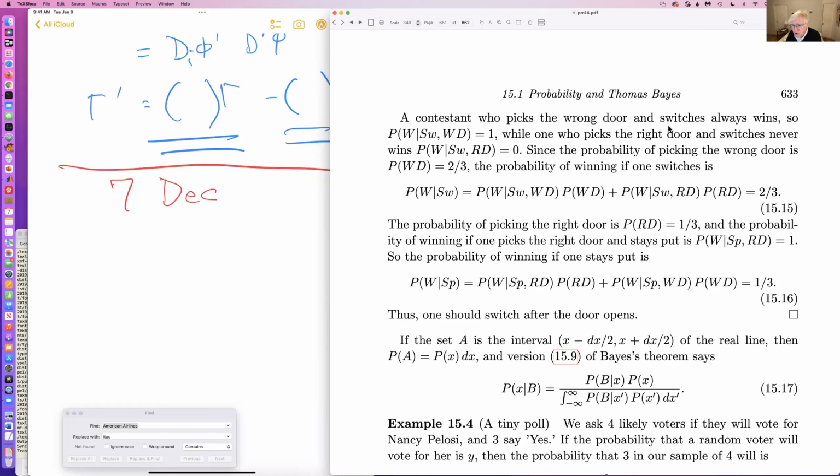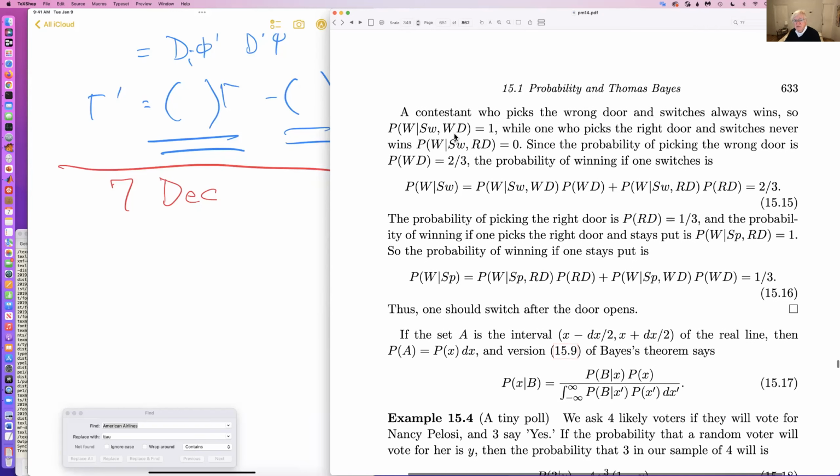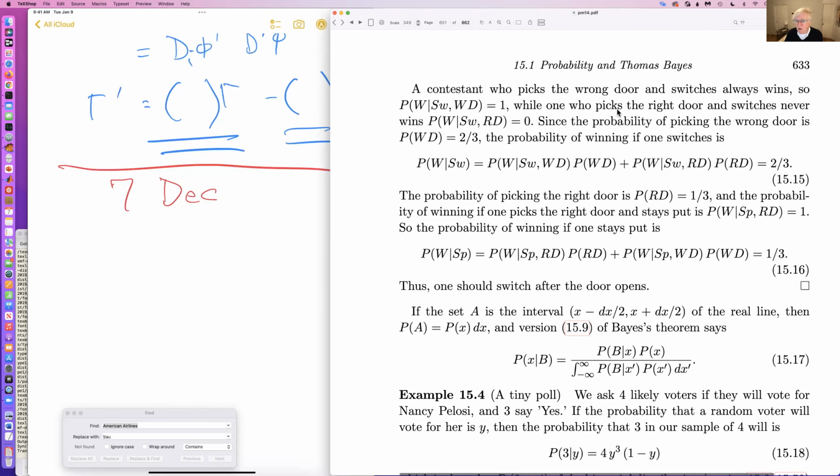A contestant who picks the wrong door and switches always wins. So the probability of winning, given that the person picks the wrong door and switches, is 1. Because there are only three doors, and one is open, and one is the one picked, and then there's the other door. And so if the person picks the wrong door, then switching is obviously right. While one who picks the right door and switches never wins. So that probability is 0.